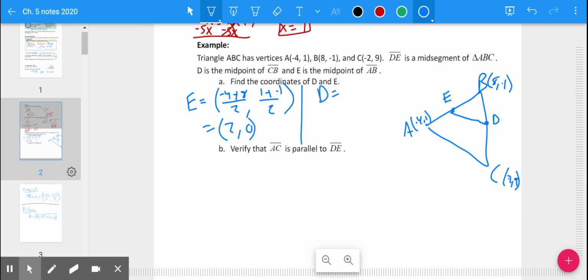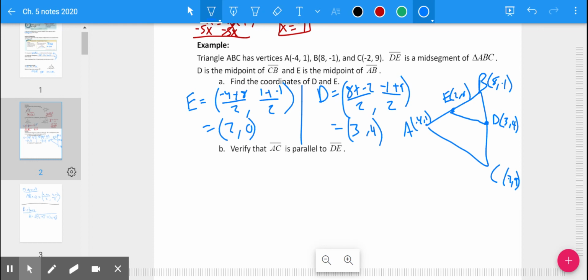And then for D, it's the midpoint of B and C, so 8 plus -2, divide that by 2. And then for the y's, it's -1 plus 9, divide that by 2. And I would get 6 over 2, which is 3, and 8 over 2, which is 4. So there's my two coordinates: (3, 4) and (2, 0). Now the second question, now we can find the distance of ED using that distance formula.